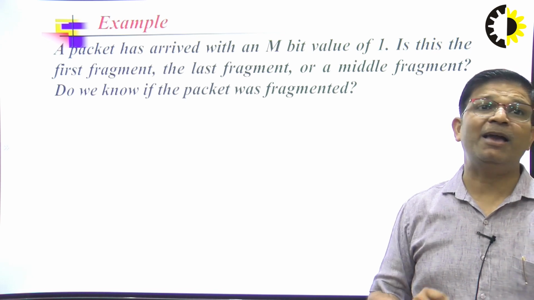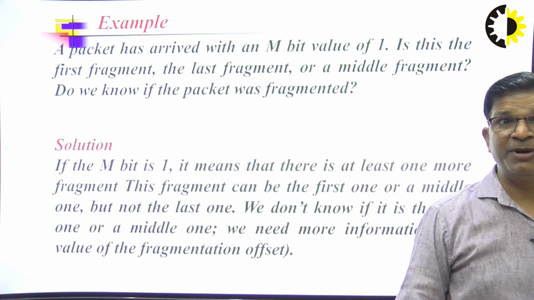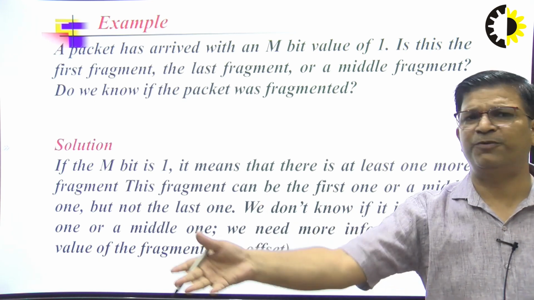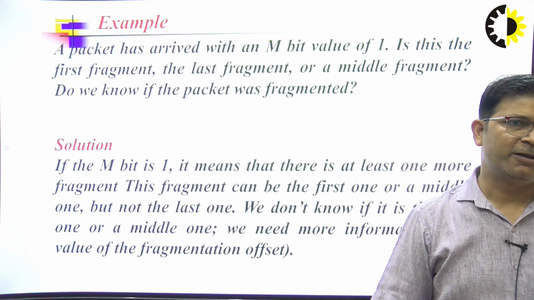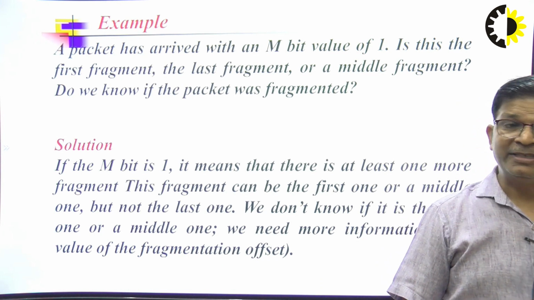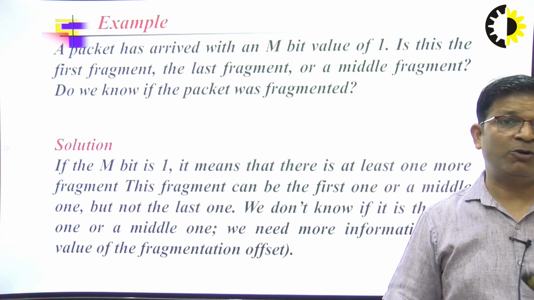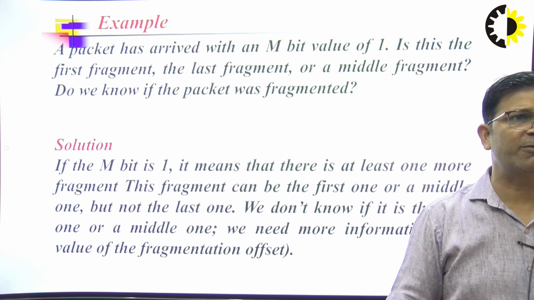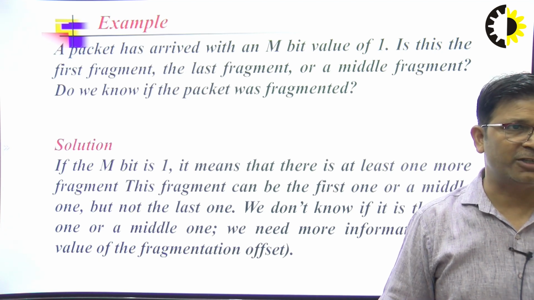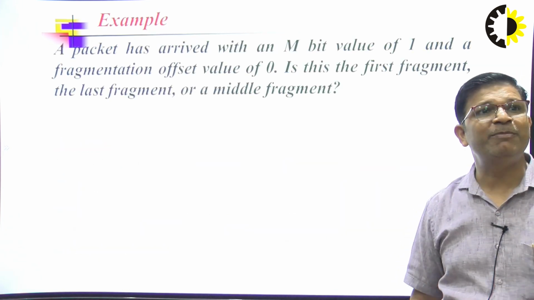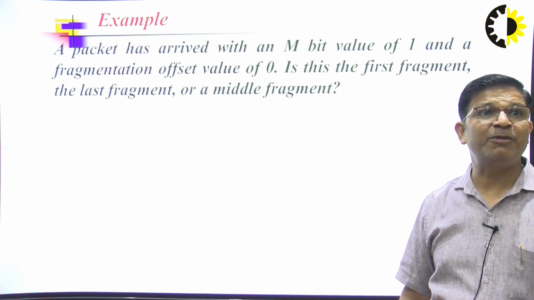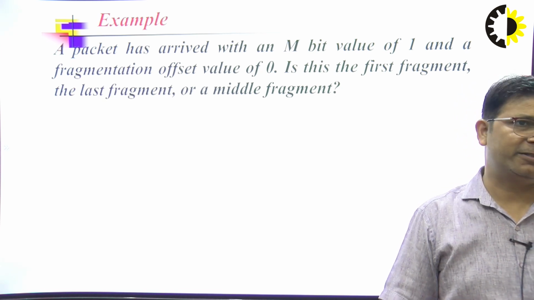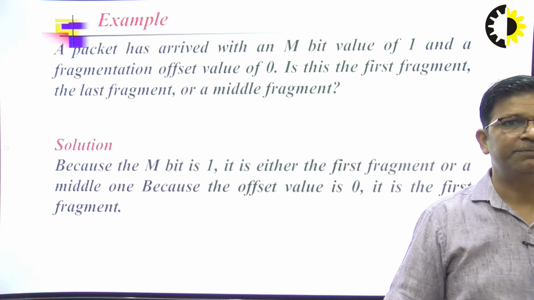A packet has arrived with the M-bit 1. Is this the first fragment, last fragment, or middle fragment? More fragment means at least one more fragment is there. So this is not the last fragment. It can be in the middle, or it can be the first, with more after the first. So this can be the first fragment or a middle fragment, but it is not the last fragment. Okay, next example: a packet with M-bit 1 and fragment offset value 0. Is this the first fragment? Yes. If the fragment offset value is 0, then it is the first fragment. Very simple.